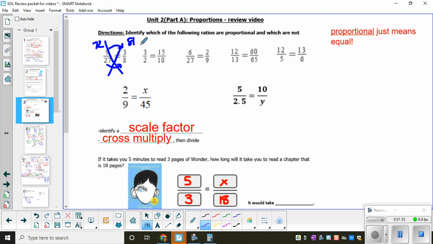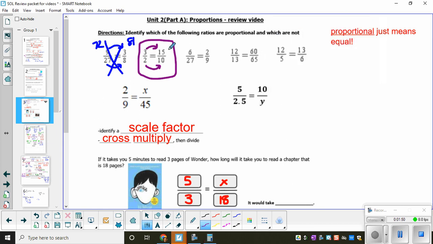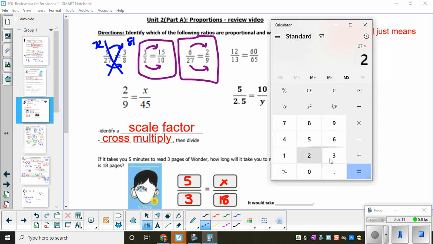Now for the next one, if we see that we've got 3 times 5 is 15 and 2 times 5 is 10, then yes, this is going to be proportional. Another way to prove it, again, to cross multiply, 3 times 10 is 30 and 15 times 2 is 30, so we don't even need a calculator. So yes, these are proportional. All right, now for the next one, if we did 6 divided by 3, we'd get 2. And 27 divided by 3 is a 9, so yes, this would be proportional. And we could also prove it by cross multiplying. 6 times 9 here is 54. And 27 times 2 is also going to be a 54.